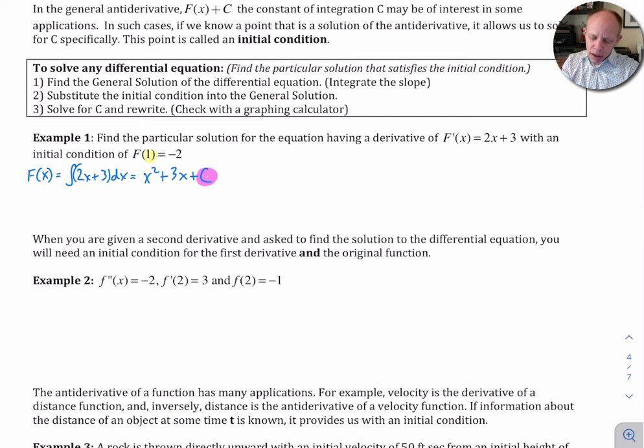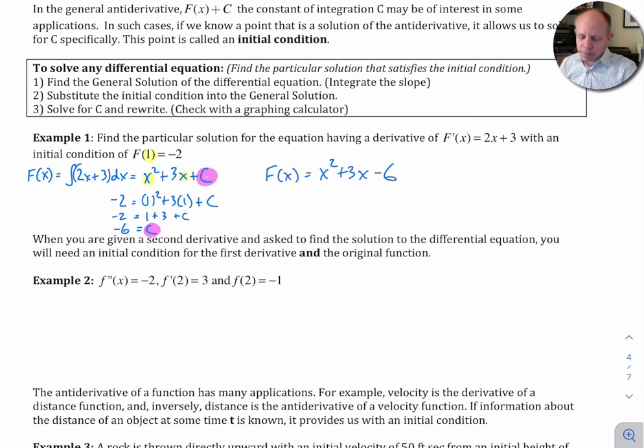And we want to solve for that c value right there. So we're going to have to plug 1 into my x values and set that equal to negative 2. So negative 2 equals 1 squared plus 3 times 1 plus c. So a little bit of solving here. Well, it looks like we'll subtract 4 and get negative 6. So c equals negative 6. And all we do is go ahead and plug that back into our antiderivative. So x squared plus 3x minus 6. All right, so that is the particular solution with the initial condition.